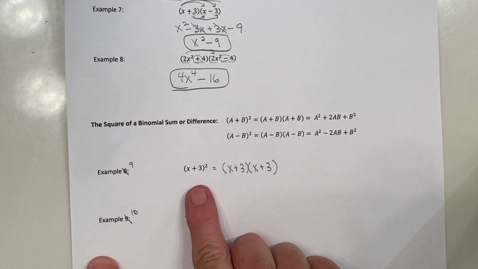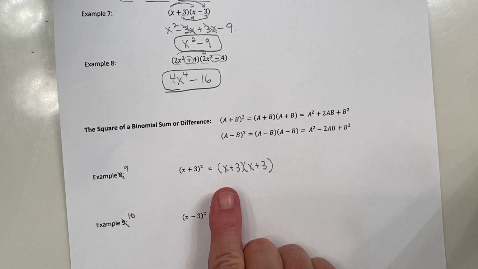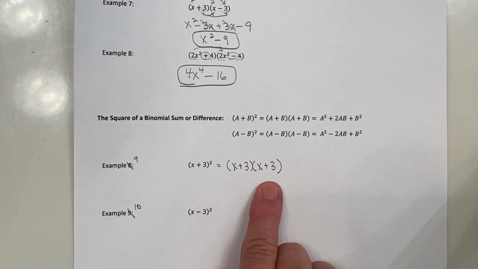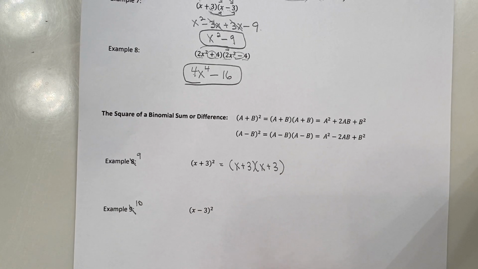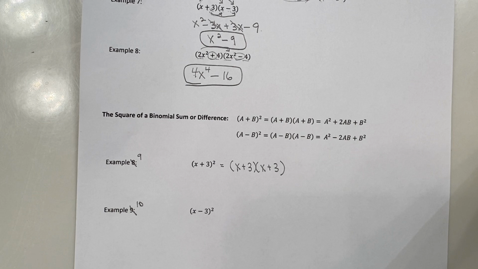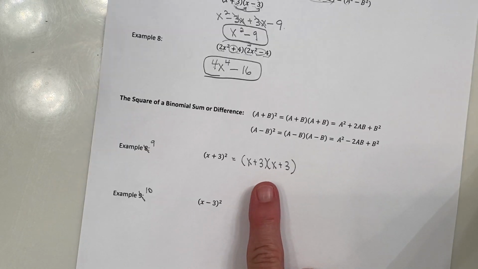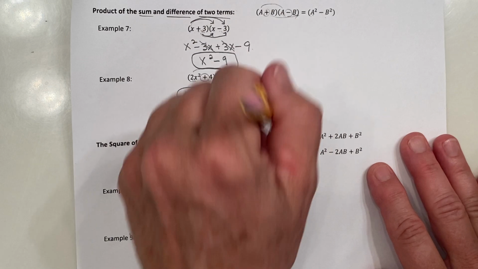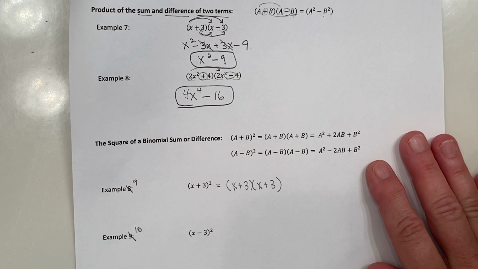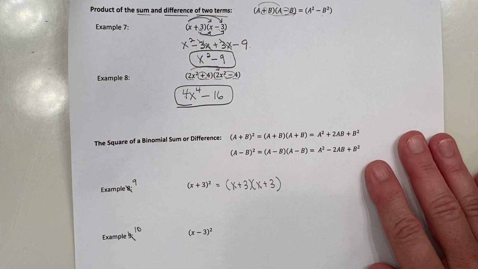So another way to write this expression expanded is quantity x plus 3 times quantity x plus 3. So when I say quantity, think parentheses. All right? So notice that this is not the previous special pattern because both of these parentheses have the same sign. They're both adding, both pluses, whereas if I'm going to use this formula, in one of the parentheses I have to have a minus. Doesn't matter which one, okay?